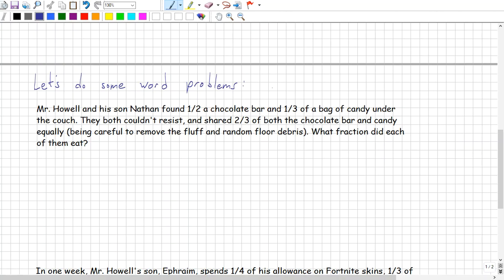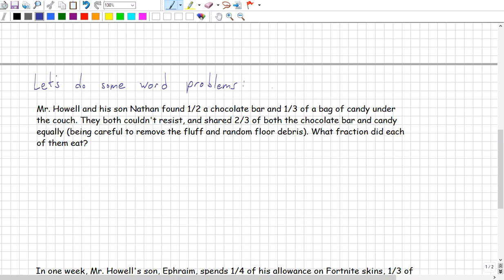So Mr. Howell and his son Nathan found half a chocolate bar and a third of a bag of candy under the couch. They both couldn't resist, and they shared 2/3 of both the chocolate bar and the candy equally. Being careful to remove all the fluff and random floor debris, because of course this is under my couch. What fraction did each of them eat? I didn't actually eat the stuff under my couch. I would not do that. But in terms of this question, let's figure it out.